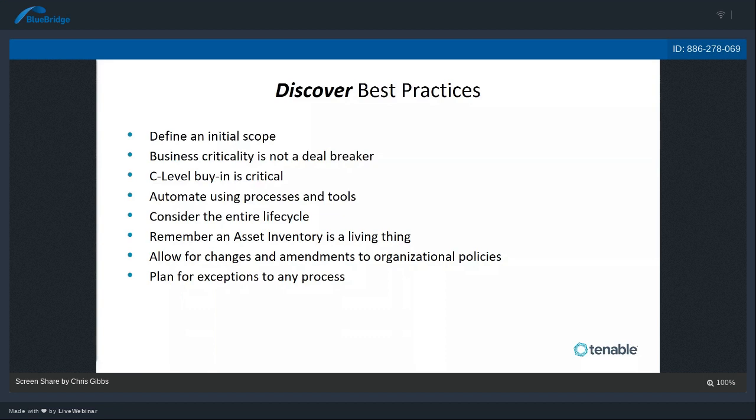Understand that business criticality at this stage is not a deal breaker as well. Discovery means just that, right? We're discovering. We're not doing a full assessment. We're not determining what vulnerabilities exist. So there's no in-depth scanning that's happening at this stage. So critical infrastructure, not normally a problem, especially when you consider you don't necessarily need any tools to actually do this discovery phase, depending upon what technologies you already have.